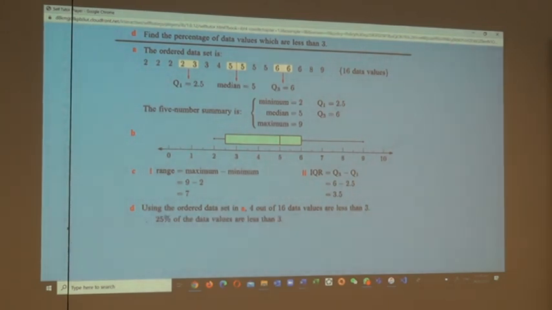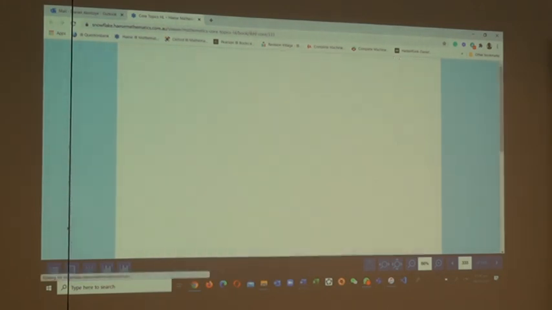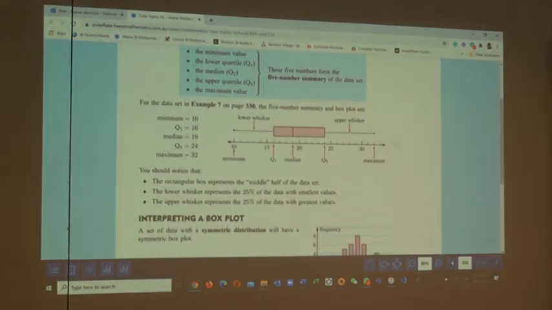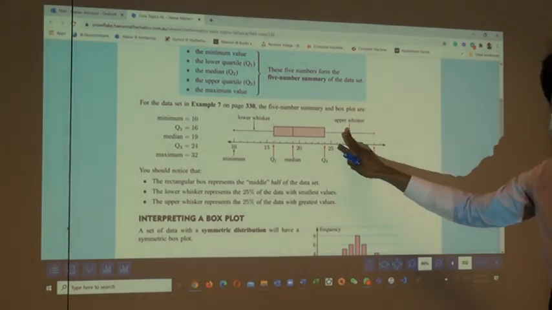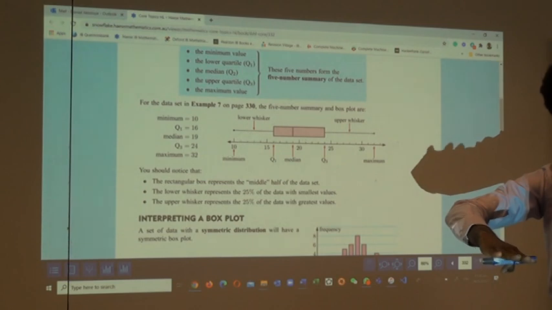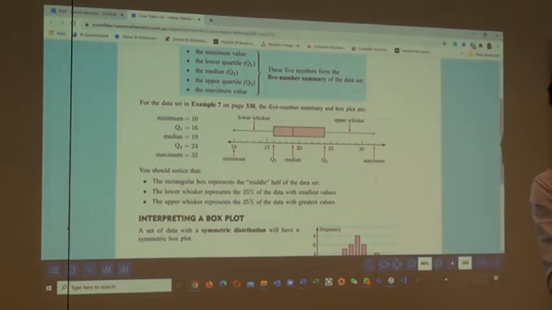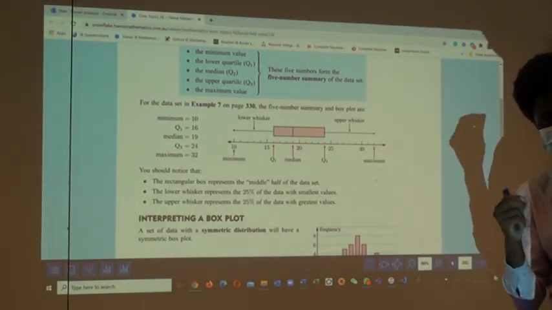Does this make sense? Yes. So again, I particularly want you to pay attention to this lower whisker and upper whisker. The last 25% and the first 25%. Because we might be linking this to the 25th percentile and 75th percentile later.